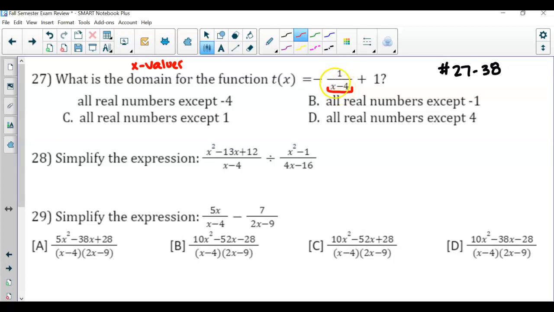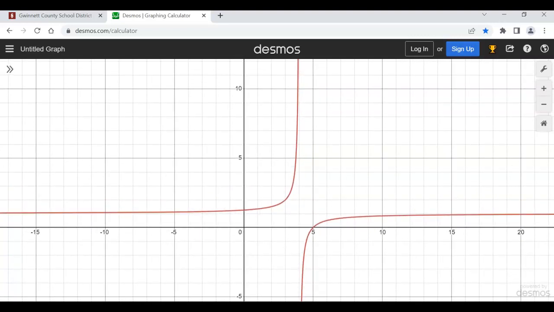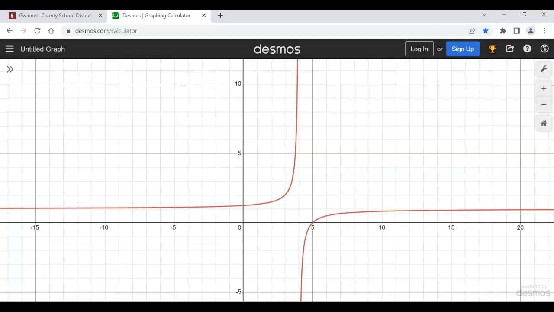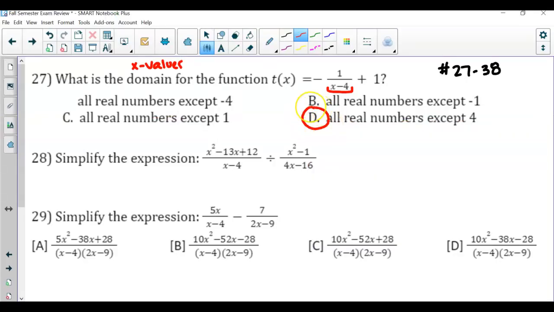Now, there's no hole because there's no common factor to cancel out. So we're looking for the asymptote. Let's go through, and if you were to graph this in Desmos, notice how we have a vertical asymptote going through. Notice how the graph is approaching but never reaching this x value here at 4. So that matches what we just said, but you can see the visual. Again, notice how these values are getting closer and closer, but never reaching 4. So that's why the answer is D.